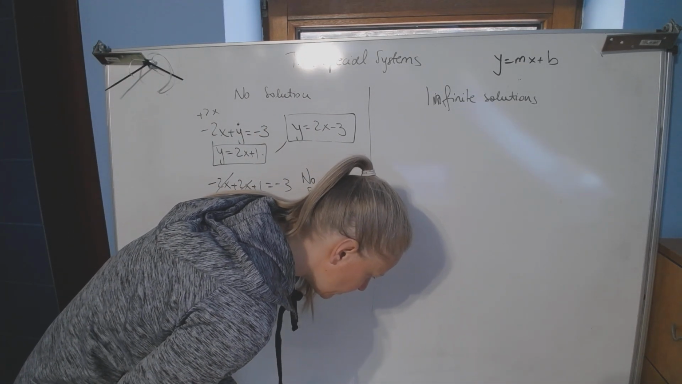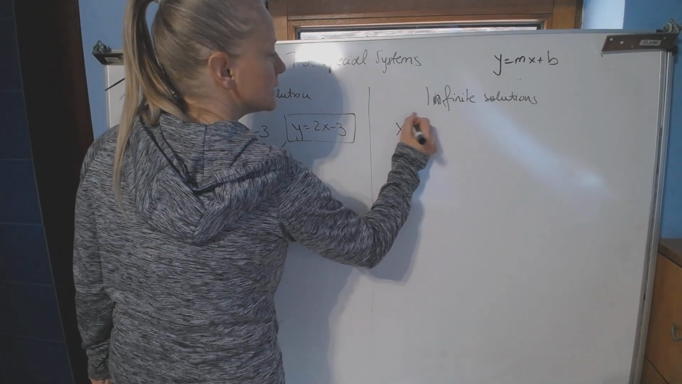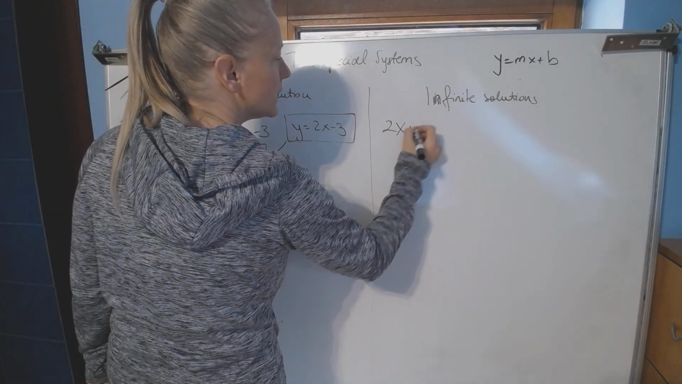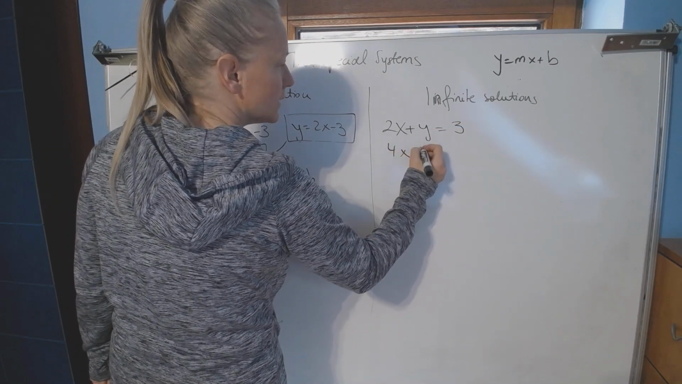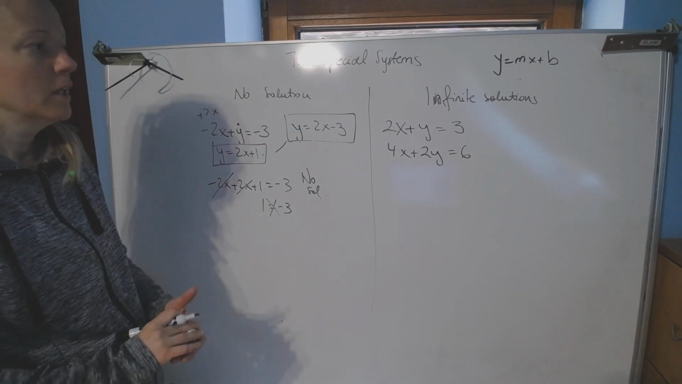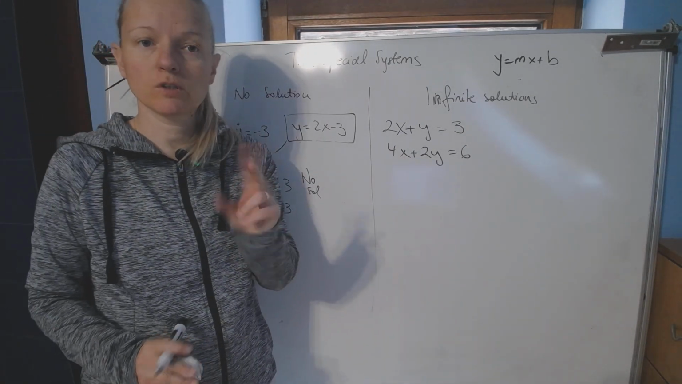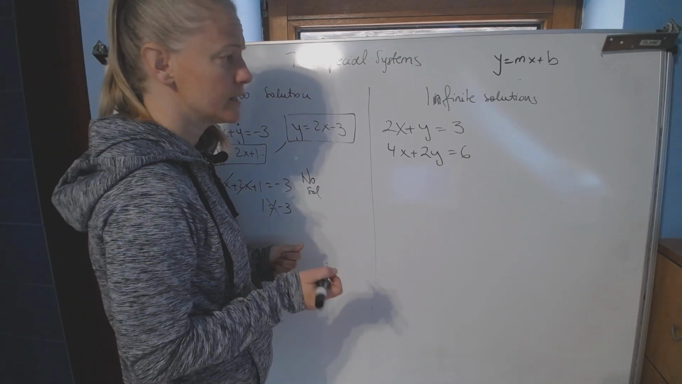Because I need to know which one has an infinite solution, I can make one up. 2x plus y equals 3, 4x plus 2y equals 6. I literally just made it up. It's in your book. So I'm looking at this, and there are two ways to solve it. Again, I can go ahead and in this case do substitution.